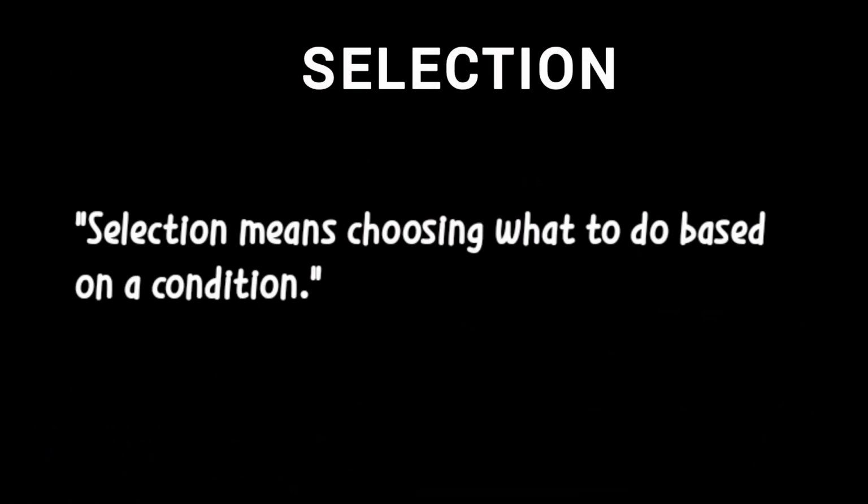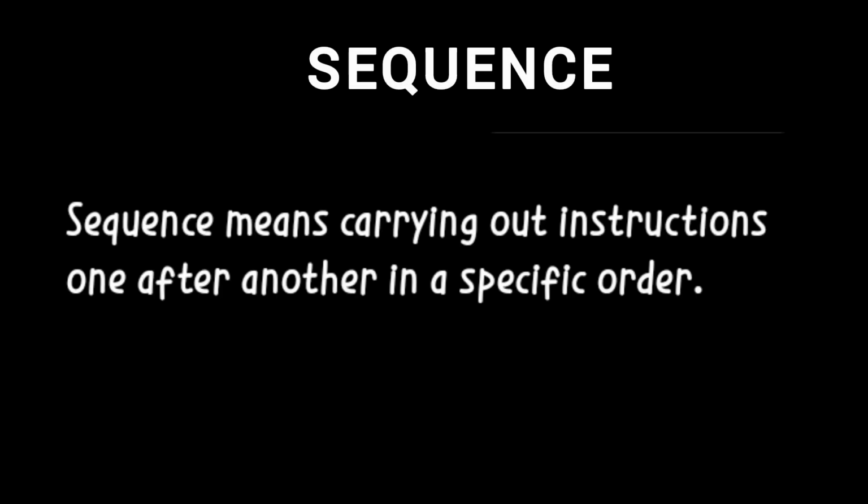First, we have selection. Selection means choosing what to do based on a given condition. And then you have sequence, which means you're going to carry out the instructions one after the other. Just imagine you're going to brush your teeth and then wash your face.